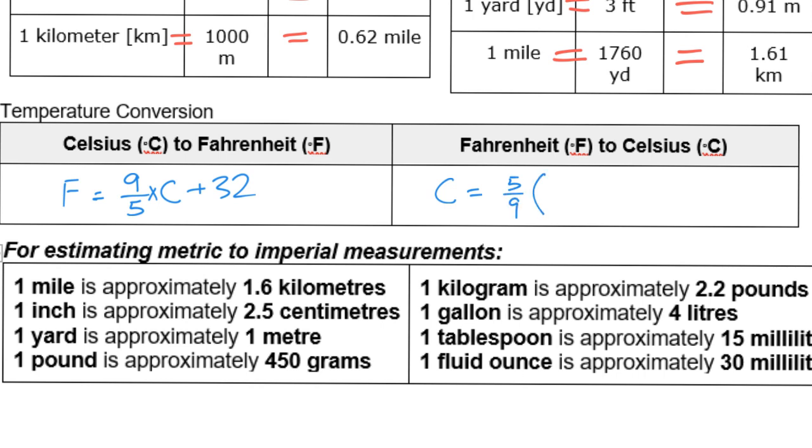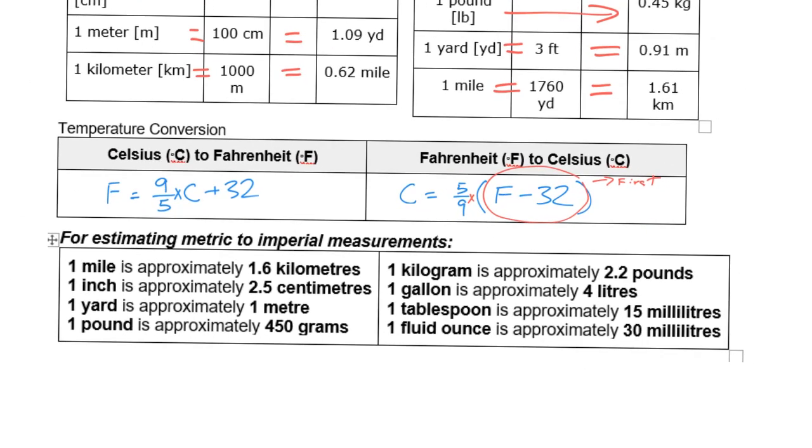To get Celsius from Fahrenheit, we have to do 5 over 9. But the first thing that we have to do is take the Fahrenheit and subtract 32. So we do this first, and then multiply by 5 over 9 to get our answers.